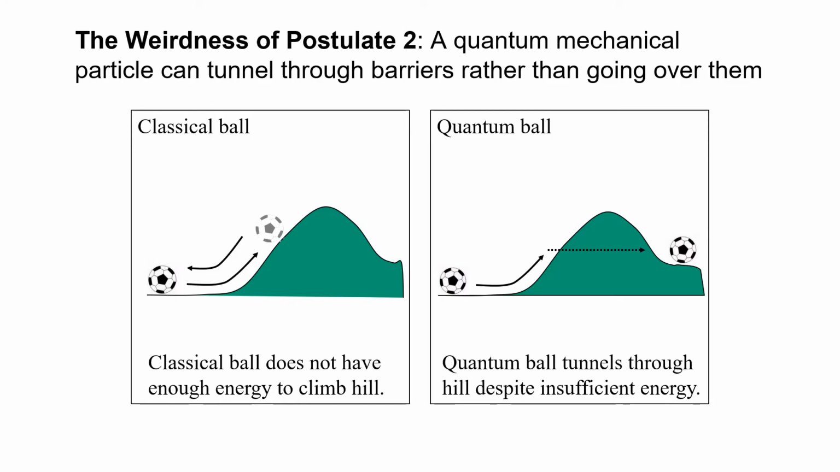How weird is this postulate? Well, this is very weird. This postulate tells us that a quantum mechanical particle can tunnel through barriers rather than going over them. On the left, a classical ball simply doesn't have enough energy, if it's not pushed very hard, to climb up the hill. But in the quantum world, the ball, given the same amount of push, could, with some small probability, tunnel through the hill and get to the other side, despite having formally insufficient energy. That's definitely weird.